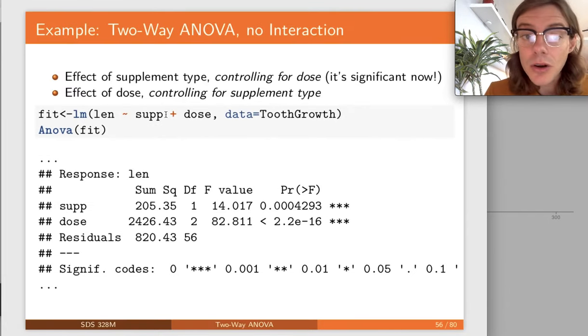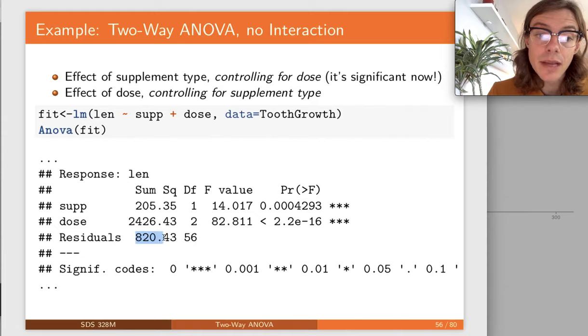But if we also include dose, let's control for dose, right? So dose is going to explain a lot of that error, and it's only going to leave this much error left over after you've accounted for supplement type and dose. Notice now, once we've controlled for dose, supplement type is significant. It wasn't significant on its own, but after we control for dose, it is. Crazy, right?